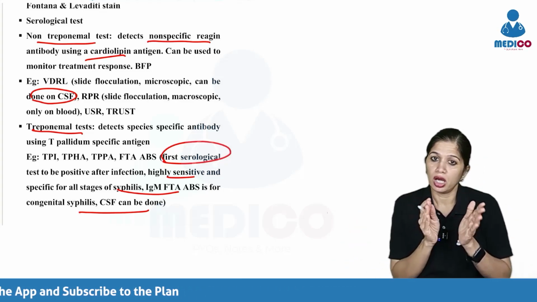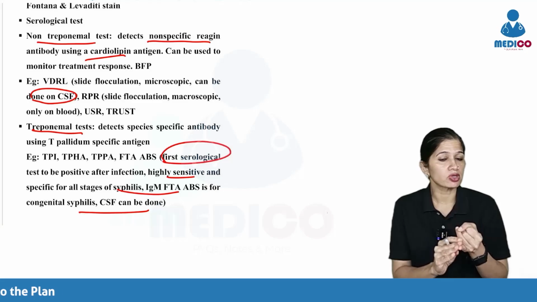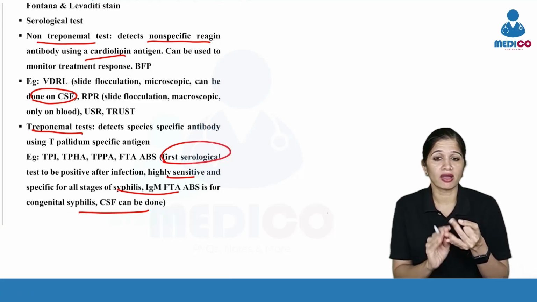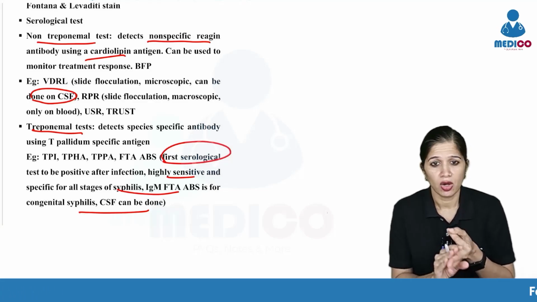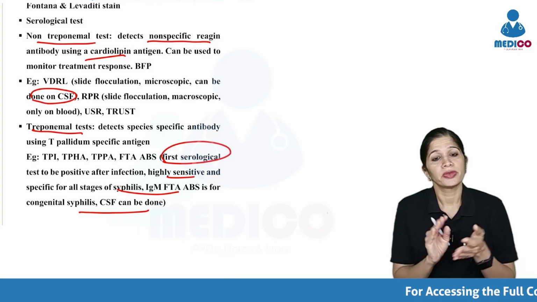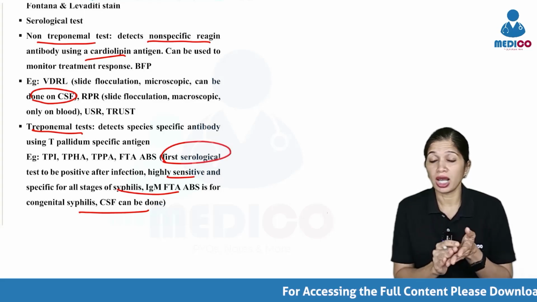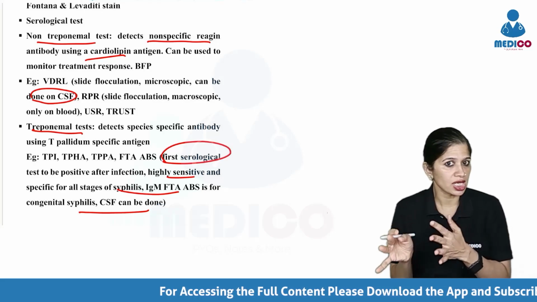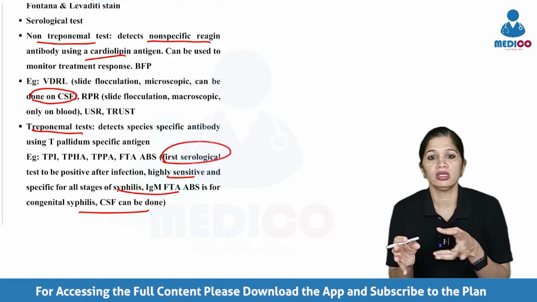So directly also you can do direct microscopy, direct fluorescent antibody staining, Fontana's and Levaditi, for tissue and all that. Then you can also do the treponemal and non-treponemal tests. And what are each? What are the advantages? What are the problems?